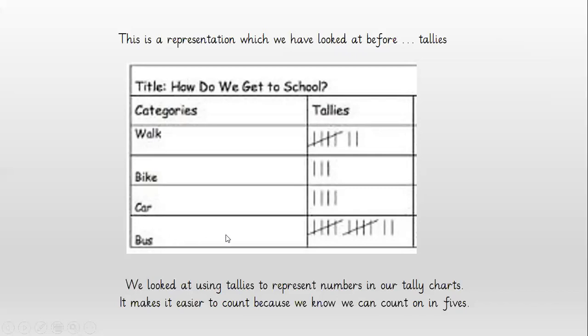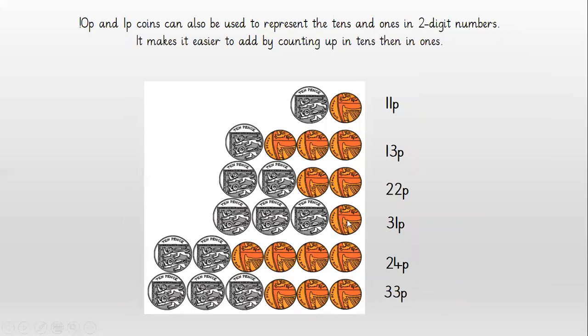But if I look at the bus, children that travel by bus, I say 5, 10, 11, 12. That makes it so much easier to count on. Now, another representation you could use at home could be 10p and 1p coins, because your 10p's represent your tens in the 2-digit number, and your 1p coin represents the ones. So let's see how we're going to count this up.